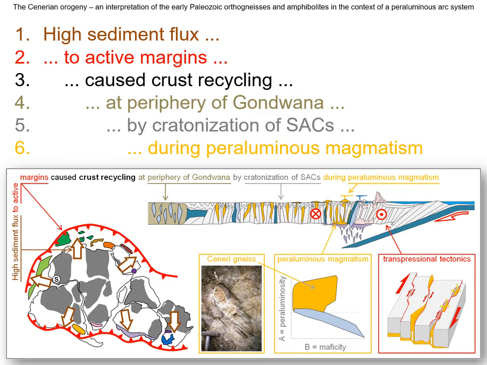This is my last slide. It's like a graphical abstract, and in one sentence we can summarize everything. And it says, we have a high sediment flux to active margins, and this caused the recycling of this crustal material at the periphery of Gondwana by the cratonization of subduction-accretion complexes during peraluminous magmatism.